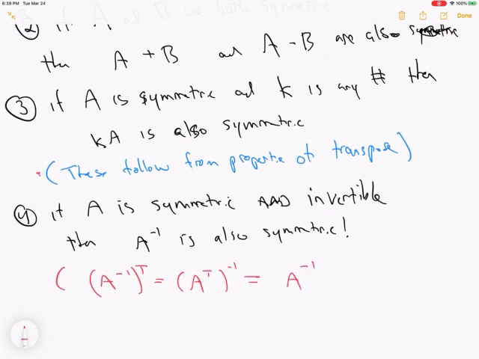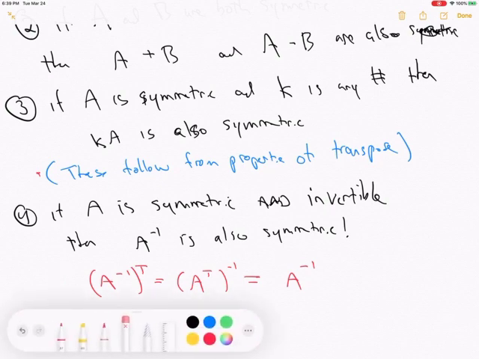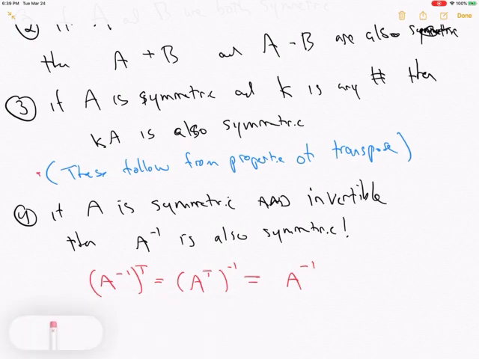So, let me erase this. If you just look at the bookends here, this says that the transpose of this thing is equal to this thing. So, by definition, this says that A inverse is symmetric. Really, none of these are that big of a deal. Now, there's something cool you can do.